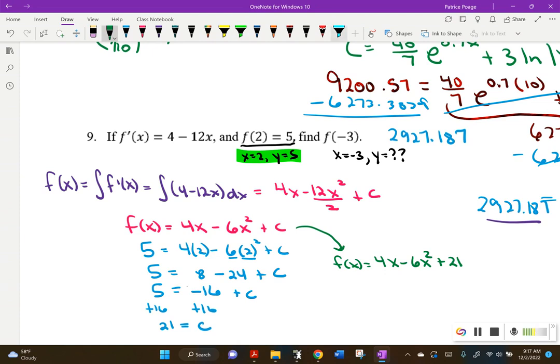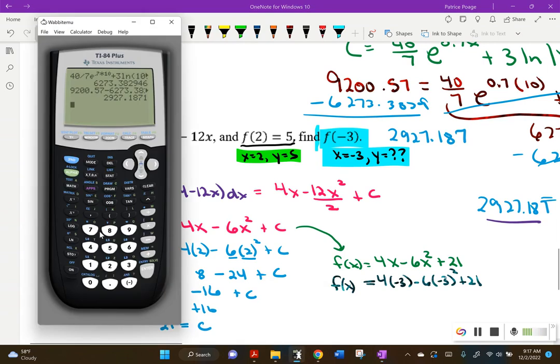I'm still not through though because I need to answer my question. My question says find f of negative 3, which means when x is negative 3, what does y equal? So I'm going to plug a negative 3 in for all my x's. And I'll solve for my y value here. And I'll use my calculator on that one. So 4 times negative 3 minus 6 times negative 3 squared plus 21. I get negative 45.